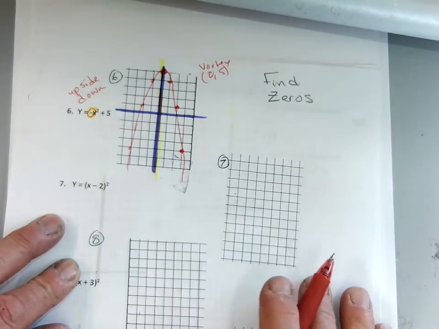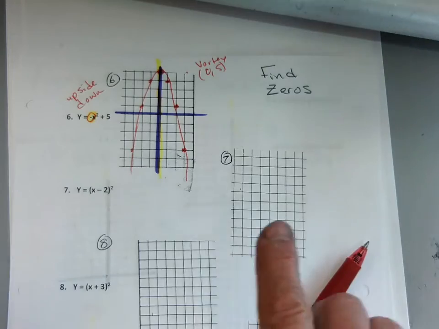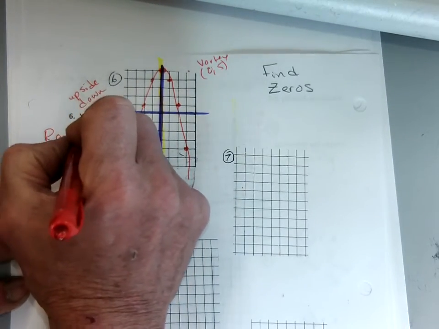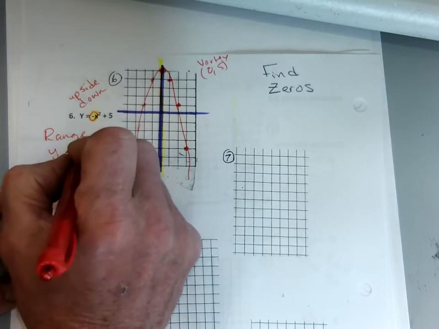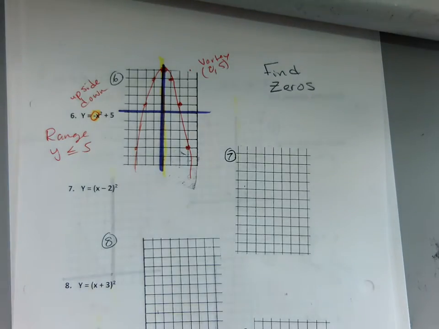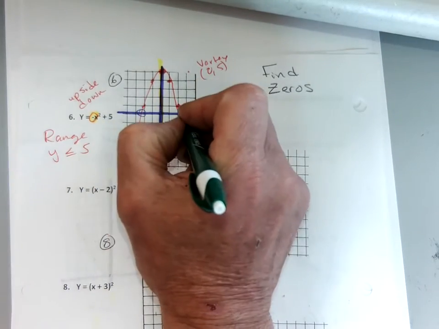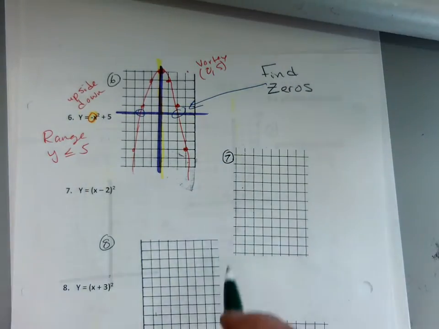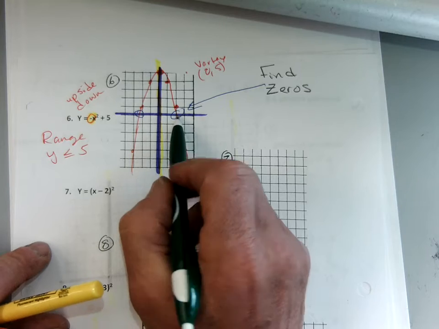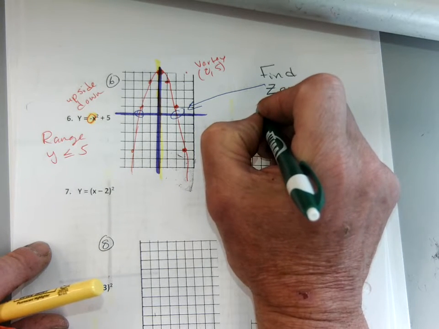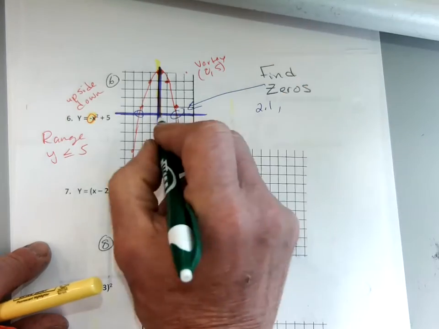Okay. Now it did change the range slightly. The range has got to be y is less than or equal to 5, right? Now it says zeros. Zeros are right here. Okay. So we're going to guess. Looks like it's about 2.1. Zeros are about 2.1.